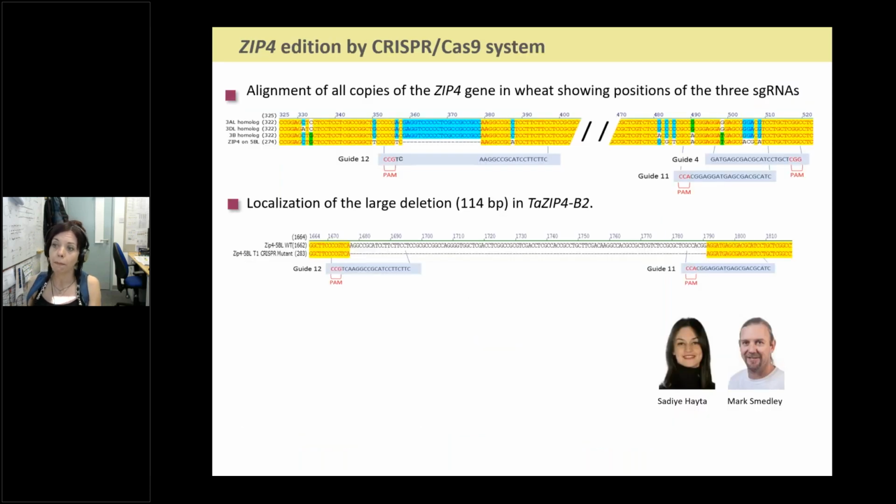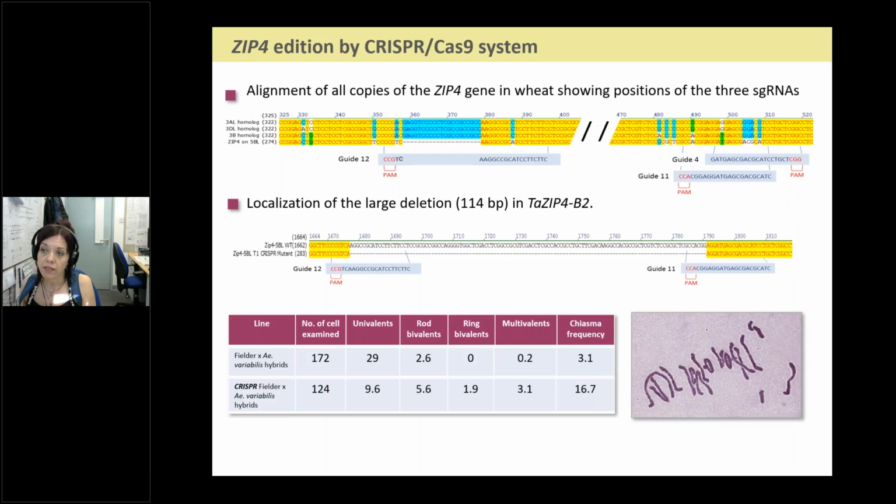And finally, just to prove it further, in collaboration with Mark and Shadia at JIC, we also used CRISPR to target exclusively the ZIP4 copy on 5P. And to make a long story short, again, it worked really well. Mark and Shadia managed to get a line where a big part of ZIP4 had been deleted, exactly 114 base pairs. And when this line was crossed with Aegilops variabilis, again, the result was absolutely clear. There was a huge increase in the number of crossovers in these hybrids.